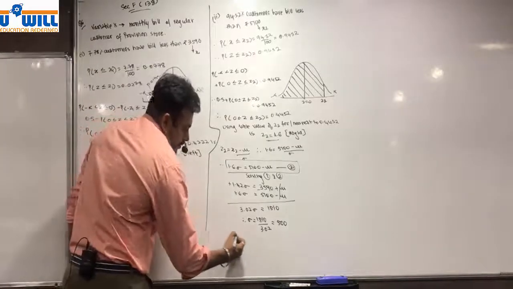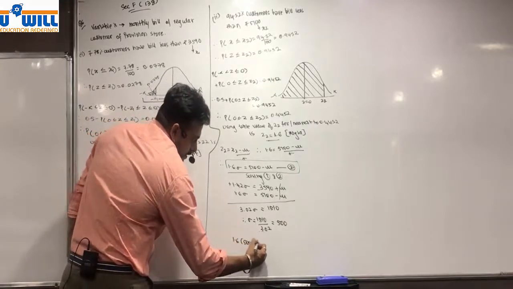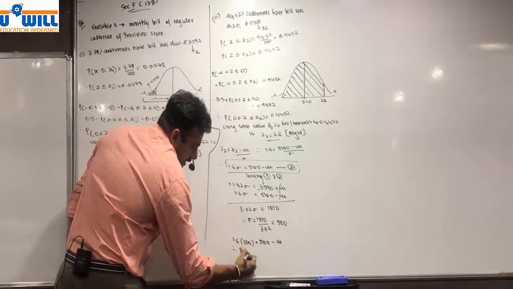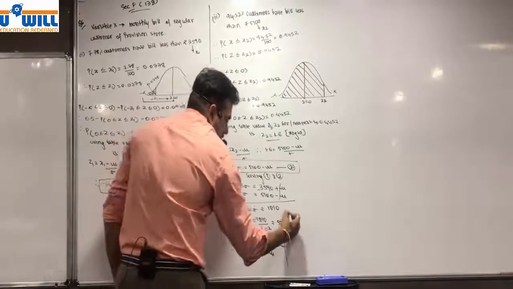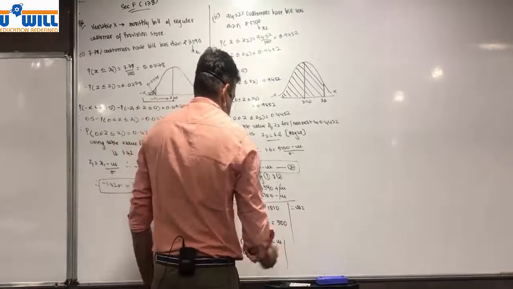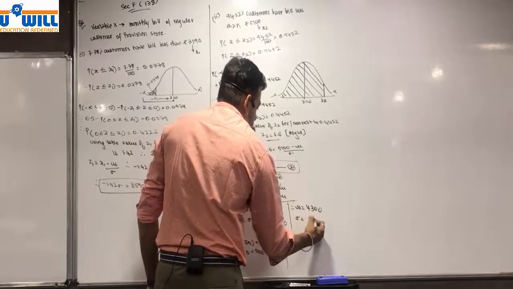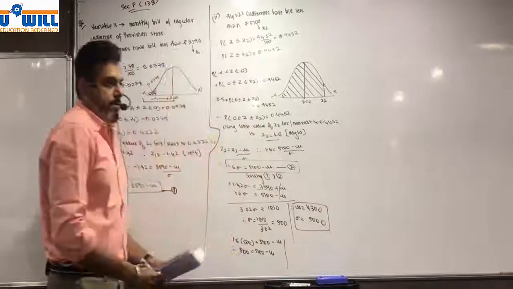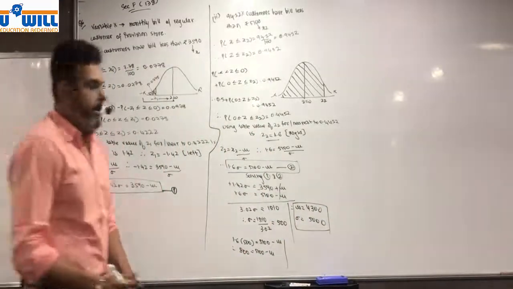Find out mu. 1.6 sigma, which is 800, is equal to 5100 minus mu. Therefore 800 is equal to 5100 minus mu. Therefore mu is equal to 4300 and sigma is equal to 500. Got it?